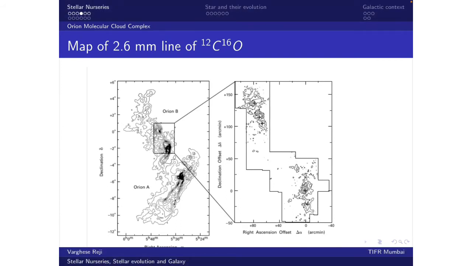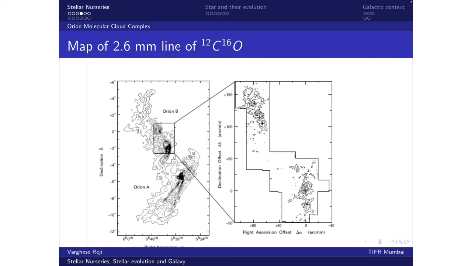And this is the map of the 2.6 millimeter line of carbon monoxide, especially carbon-12 oxygen-16, which is the carbon isotope of this carbon. Later we will see the 2.7 millimeter line of carbon-13 oxygen-16. So that's why I specifically say the mass number of carbon here. So this is the map of the 2.6 millimeter line. We can see Orion A and Orion B.